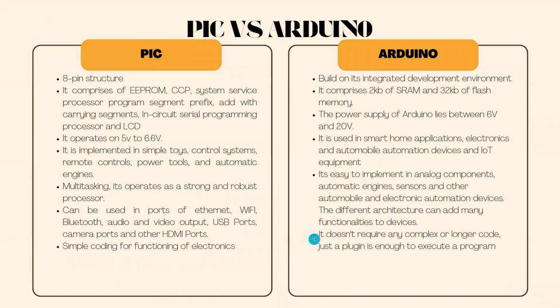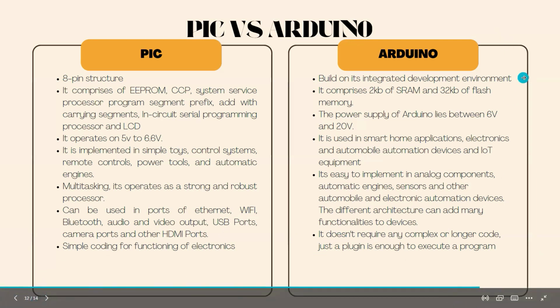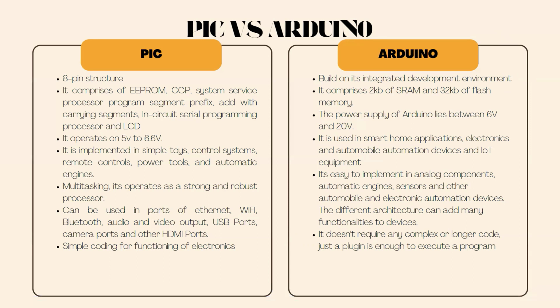So PIC versus Arduino. The PIC has an 8-pin structure. It comprises EEPROM, CCP, in-circuit serial programming, and LCD. It operates on 5 volts to 6.6 volts. It is implemented in simple toys, control systems, remote controls, power tools, and automatic engines. Multitasking, it operates as a strong and robust processor. The Arduino can be used with ports for Ethernet, Wi-Fi, Bluetooth, audio and video output, USB port, camera port, and other HDMI ports. Simple coding for functioning of electronics.